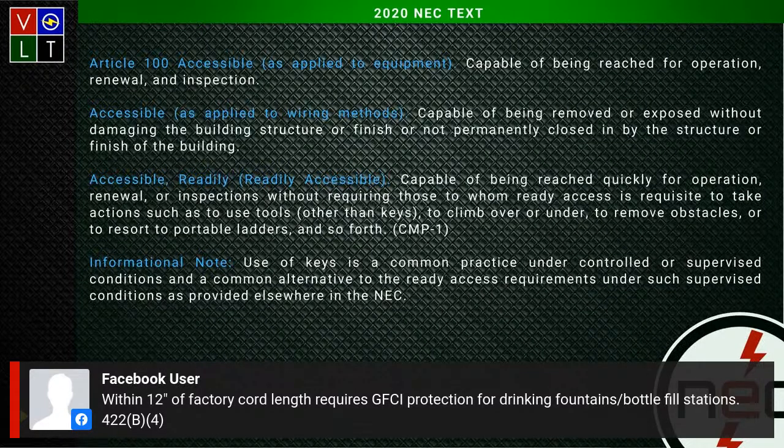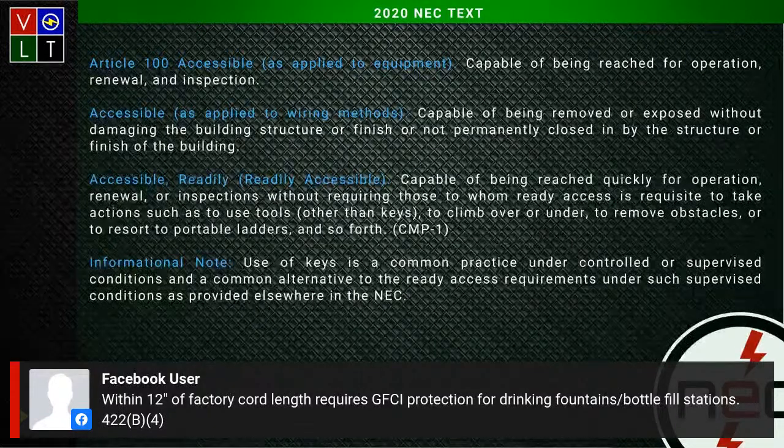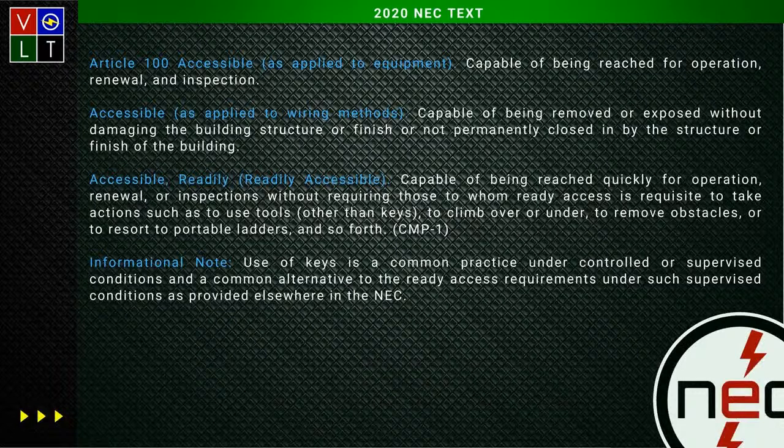So that's why we ended up with 237 changes. It's one of our bigger NEC changes books in probably 3 cycles. Yeah, thanks for putting that up there. We got a code reference 422B4 for the drinking fountains and bottle fill stations. Thank you for that. Yeah, I knew that was there.